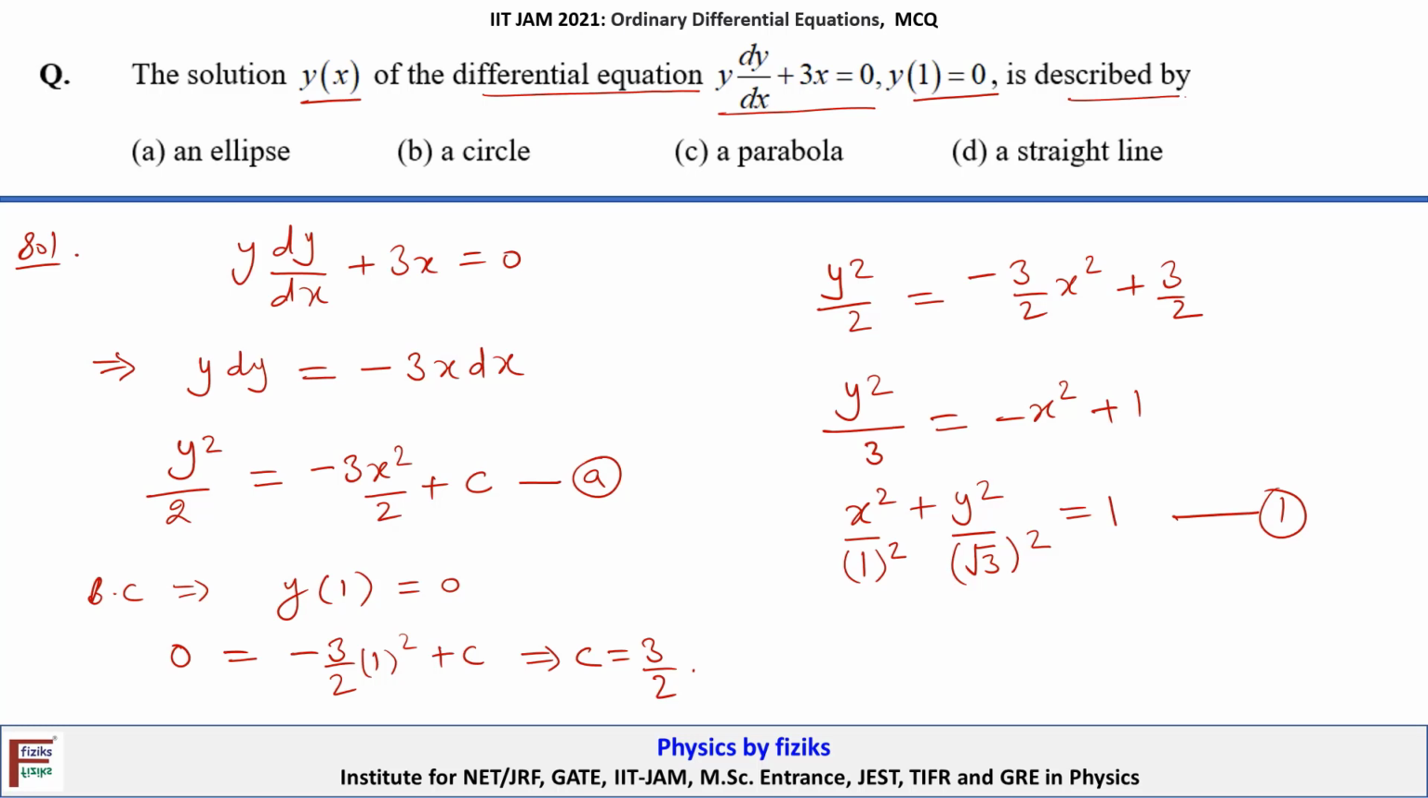And we can plot this ellipse like that. This is our y-axis and this is our x-axis. Then this ellipse can be plotted like this, with center at origin, and hence option A is correct for this given question.